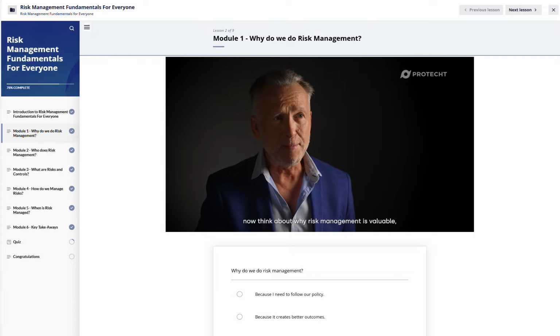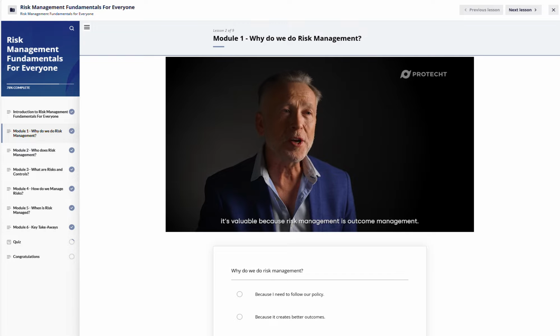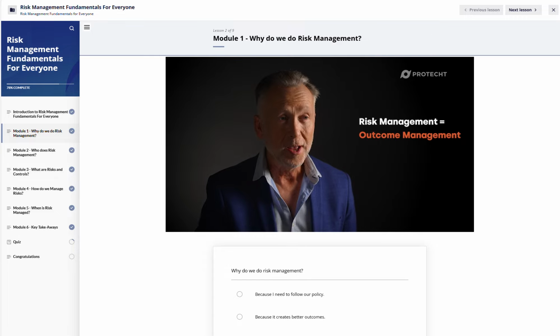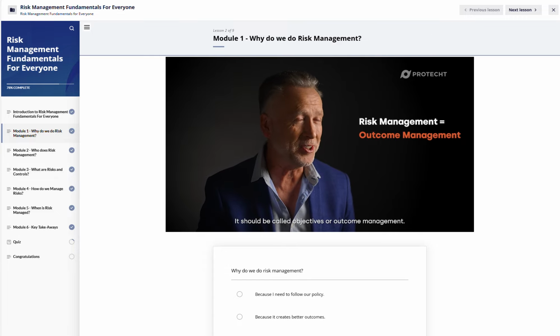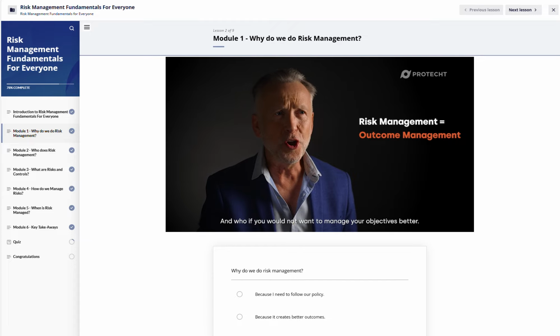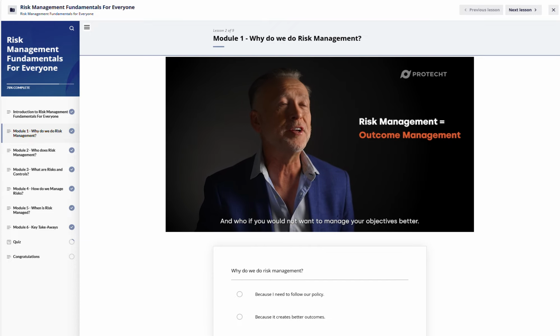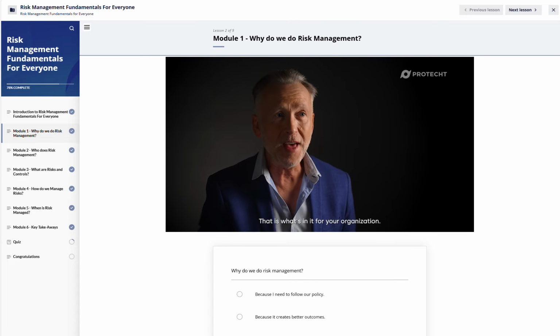So if we now think about why risk management is valuable, it's valuable because risk management is outcome management. It should be called objectives or outcome management. And who of you would not want to manage your objectives better? That is what's in it for your organization, and that's what's in it for you.